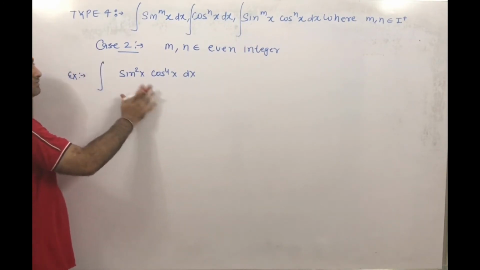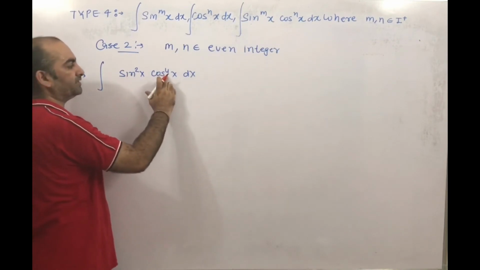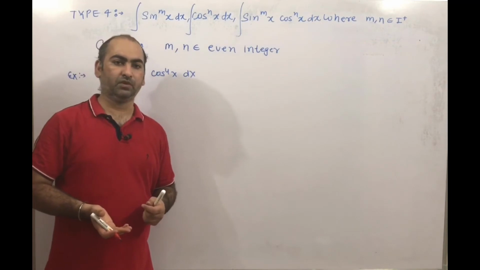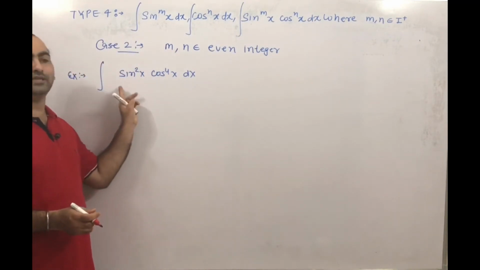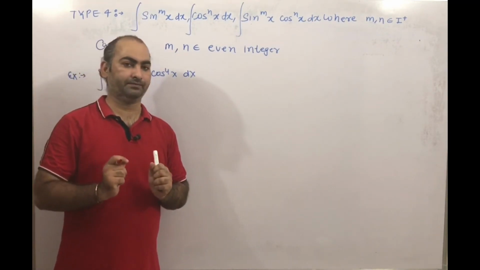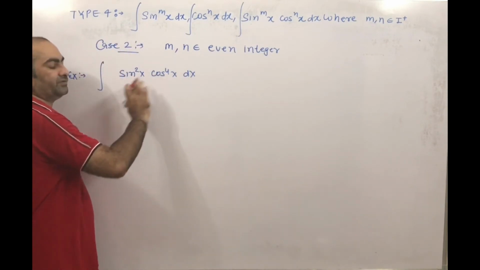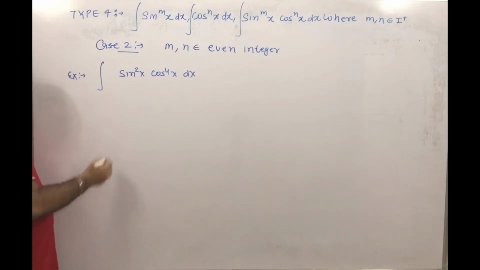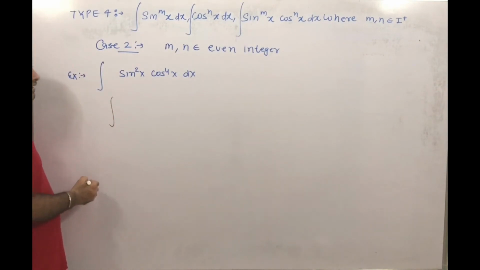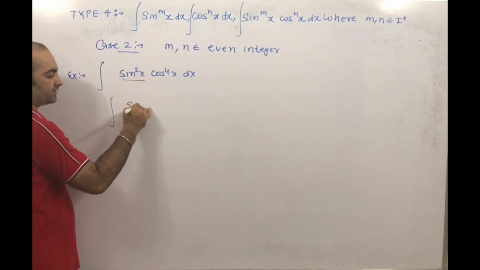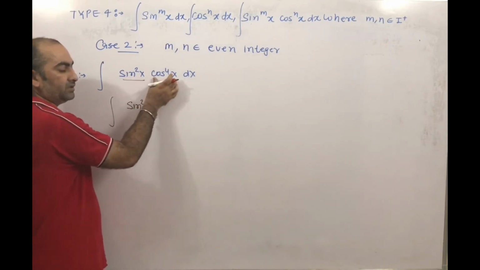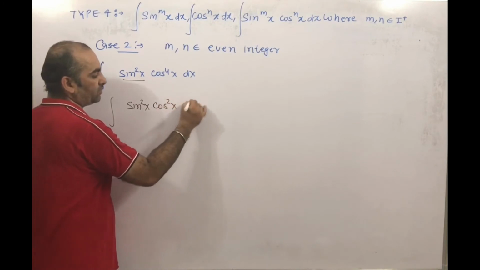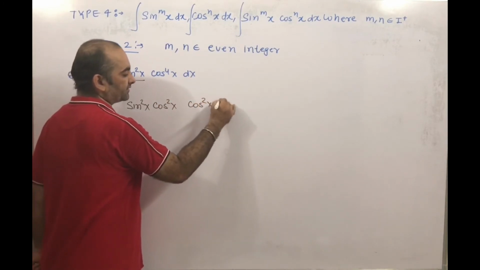So here we can see this one power is even and this one power is even. Then what you will do, we will use trigonometry formulas, and we will try to reduce this equation in terms of degree 1. Here power is 2 and here power is 4, so we will remove power 2 and power 4. For that, integration of this one we can write sin square x, and cos power 4x we can write cos square x into cos square x dx.